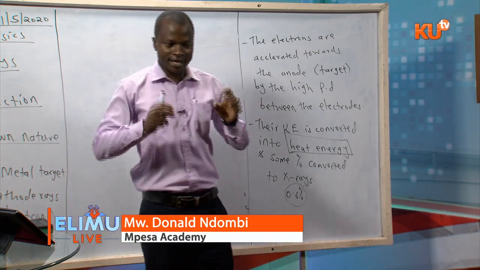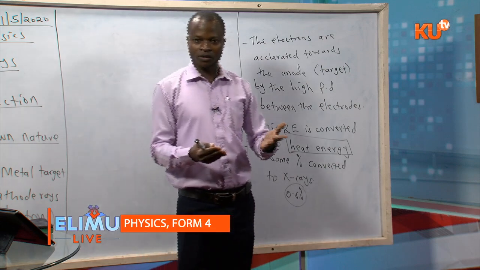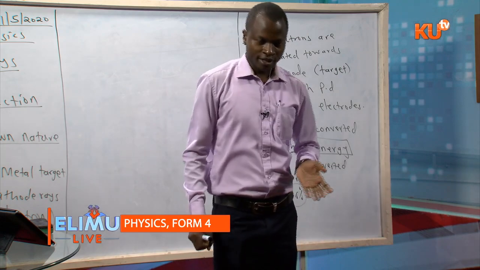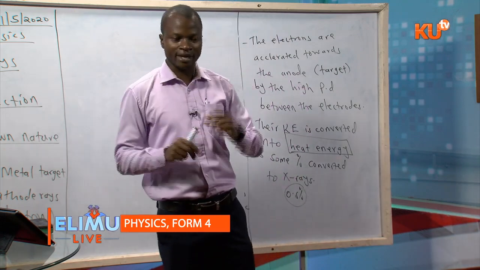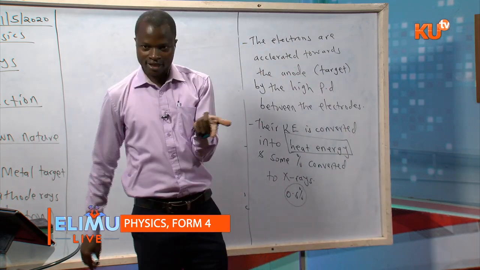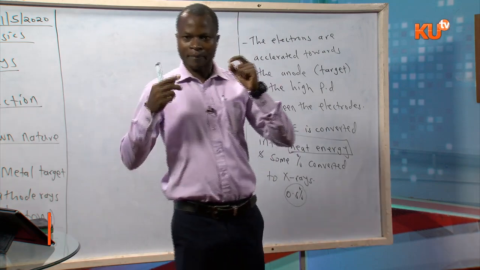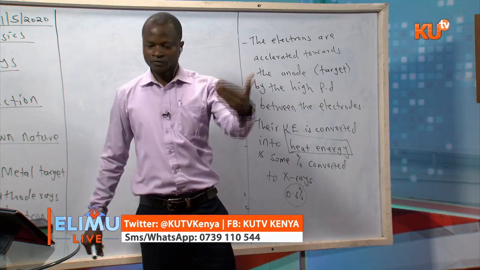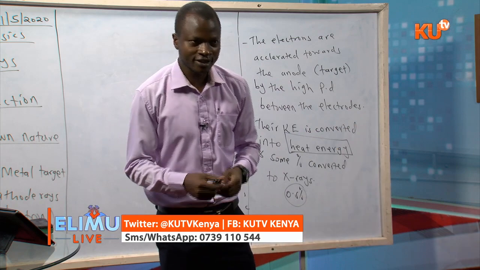Then you write as a paragraph. You don't write as notes. So you say, when current flows through the filament, electrons are produced by thermionic emission. Then they are accelerated towards the anode or towards the target by the high PD between the electrodes. Then on hitting the target, the kinetic energy of the electrons is converted majorly into heat energy and a small percentage into X-rays. We have fully explained the production of X-rays.